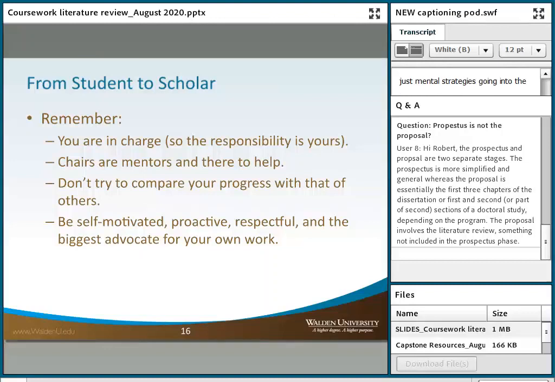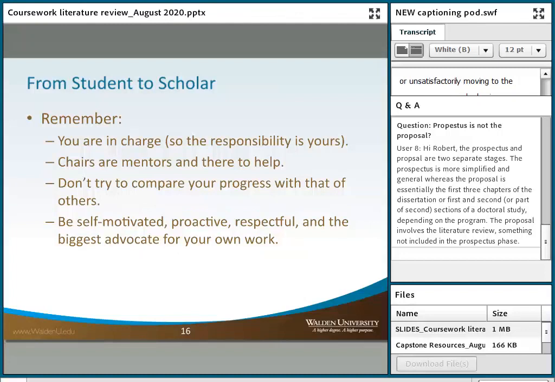So before we even get into those strategies of the actual process of the words on the page, I want to talk strategies, just kind of mental strategies going into the process, okay? So the first is to remember certain things. First of all, that you're in charge, so the responsibility is yours.